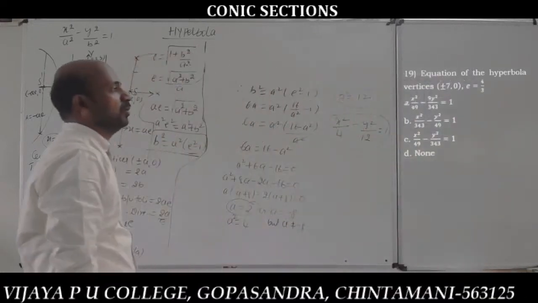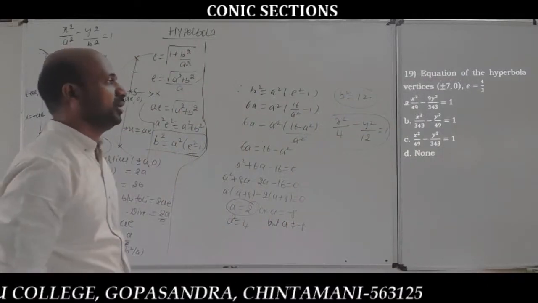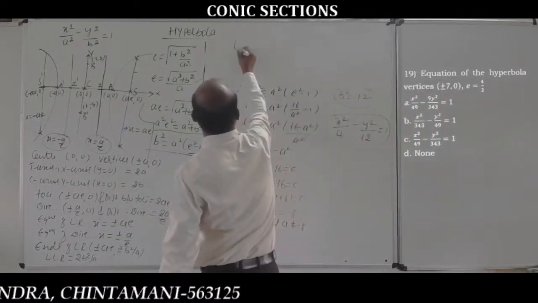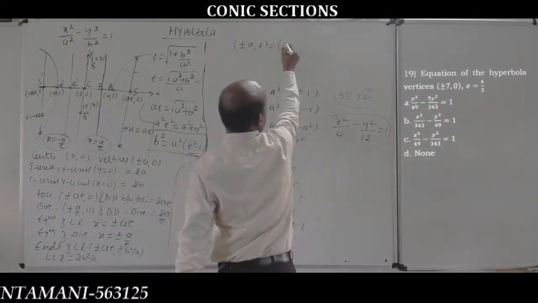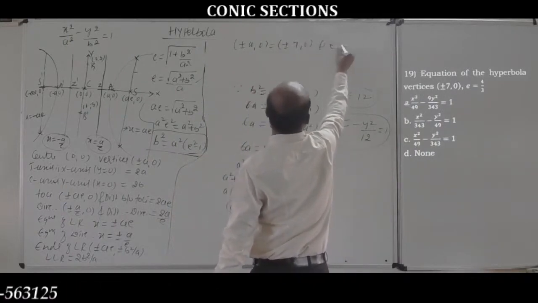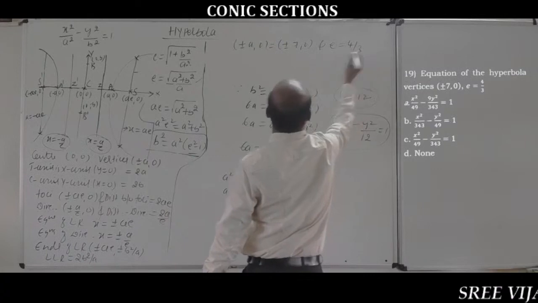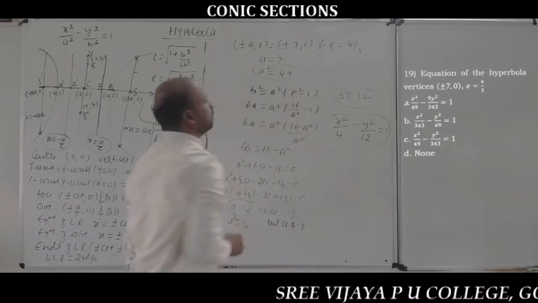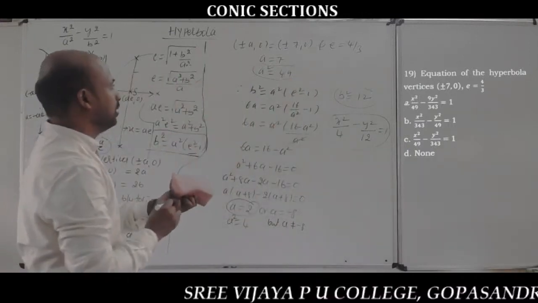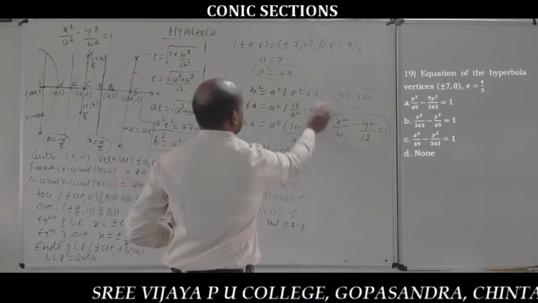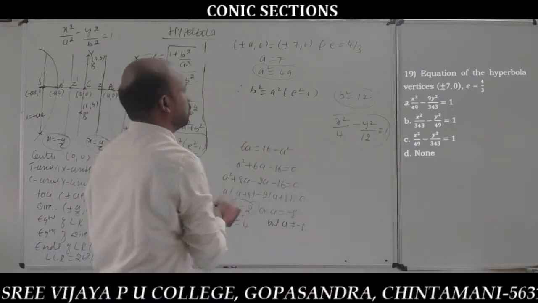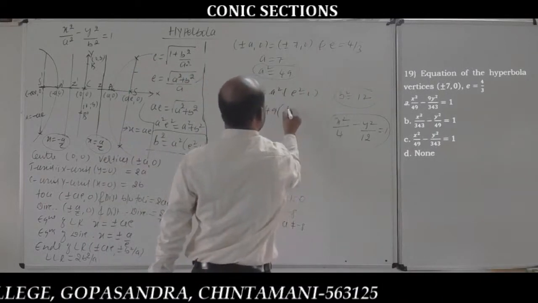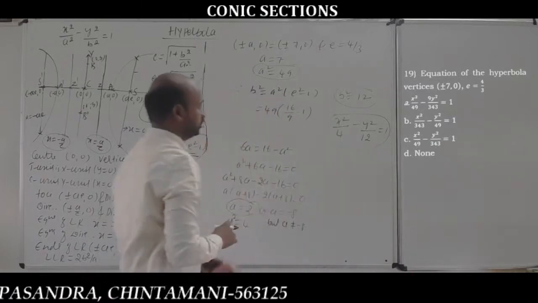Equation of the hyperbola, coordinates of vertices plus or minus 7 comma 0, eccentricity is 4 by 3. Again, the y coordinate of the vertices is 0, so we take vertices plus or minus a comma 0, that is plus or minus 7 comma 0, and eccentricity is 4 by 3. a is equal to 7, a square is 49. Standard form of equation of hyperbola. Use the same result: b square equals a square into e square minus 1, that is a square is 49, e square is 16 by 9 minus 1.